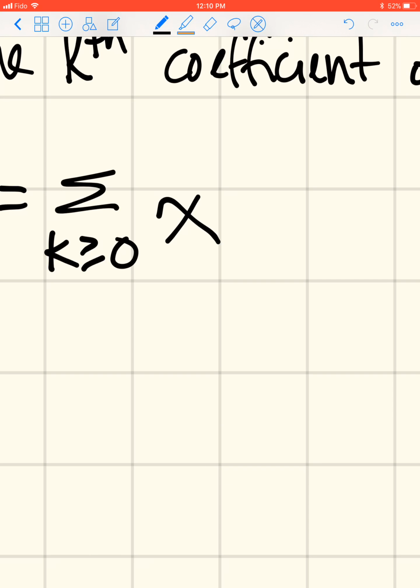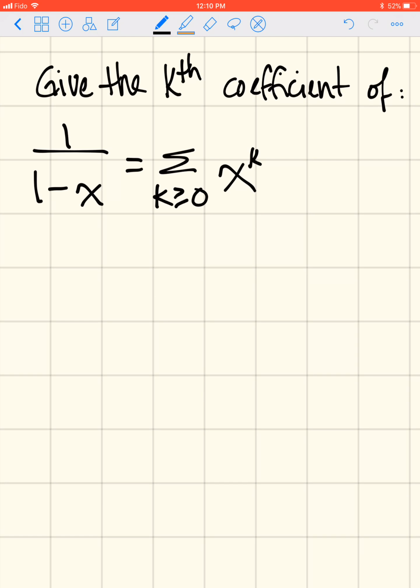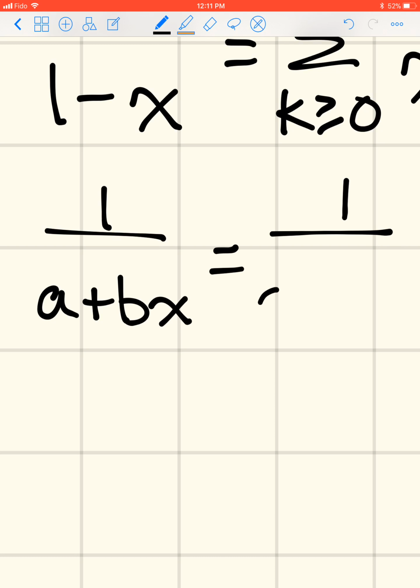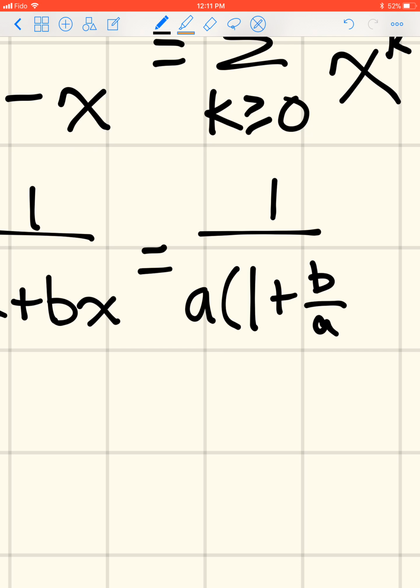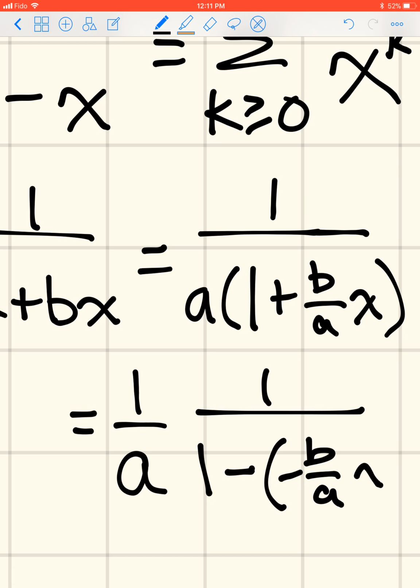Oops, x to the k. That's not going to make sense. Okay, there we go. So we can rewrite 1 over a plus bx in that general format by first factoring out an a, which is going to give us 1 plus b over a times x. And we can write that out front to get it out of the way for a minute. Now we want to have an a minus something, but we can do that. Just turn the plus into two minuses, negatives I should say.